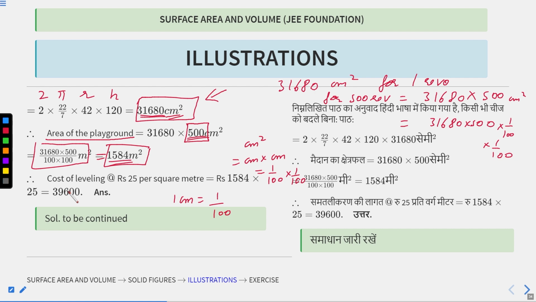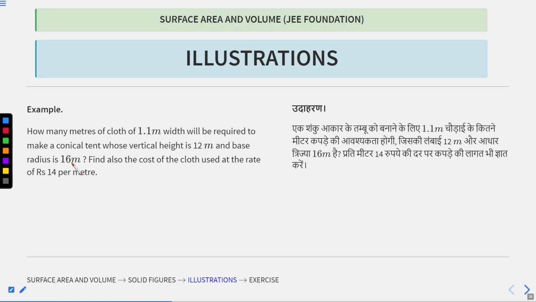So, clear? For every square meter, the worker charges 25 rupees. So for this many square meters, just multiply by 25, and you will get the total cost of leveling. So this is your total cost of leveling, 39600 rupees. Okay, let's move to the next.